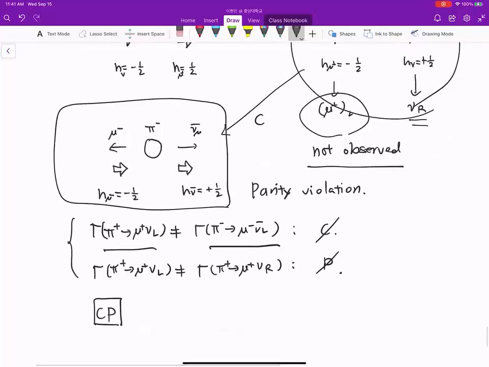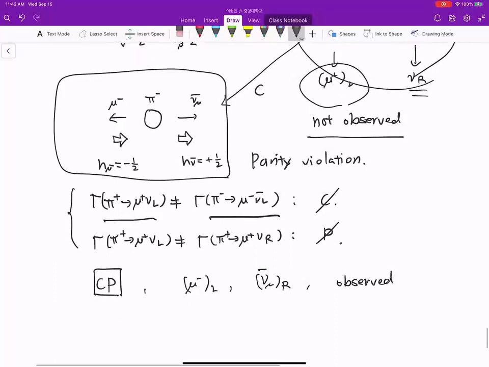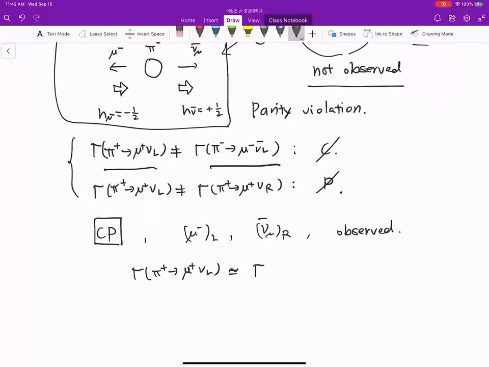So after C and P, that means the existence of a left-handed muon and anti-muon and right-handed anti-muon. So in the weak processes, again, this one is observed. Because of that, we can say that it's almost equal. I think CP is almost a good symmetry. So it's not perfectly equal, but almost equal. So CP is a good symmetry, slightly broken, but it's a good symmetry.